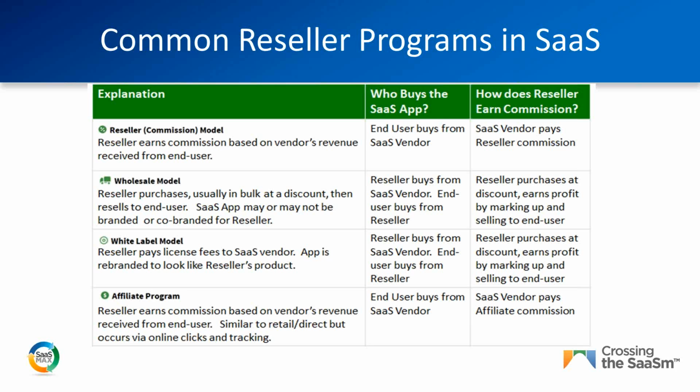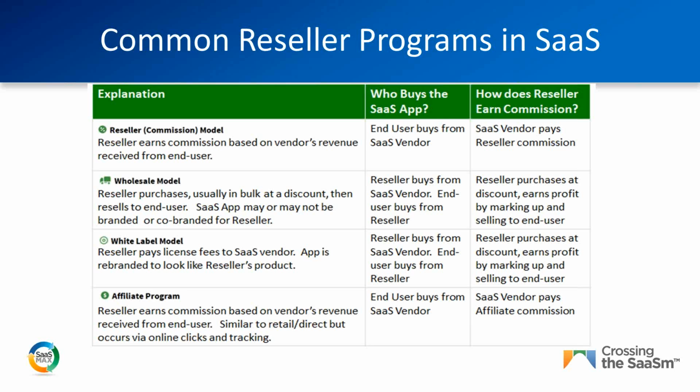Some of the most common programs out there, starting at the top, is a reseller model, where the reseller earns commission based on the revenue gathered from the end client. You still own the billing relationship. You bill the end user, and then every month, however you set that up in your agreements, you pay the reseller his commission. Fairly simple. He's out selling and making commission. He's a commission-only sales guy for you at that level.